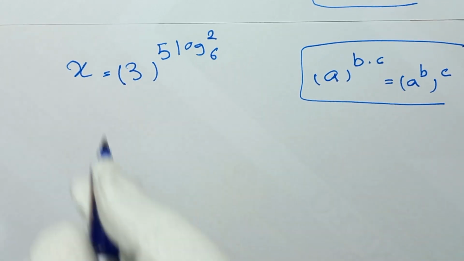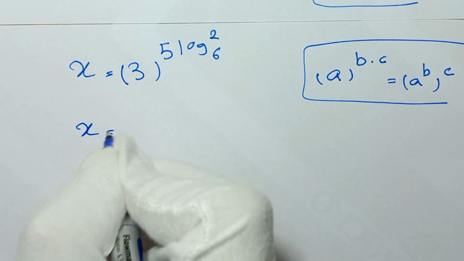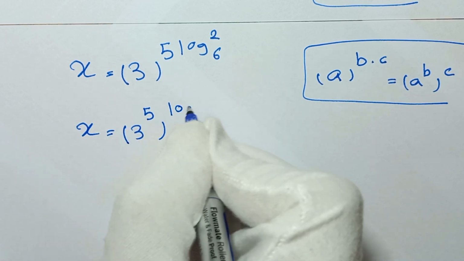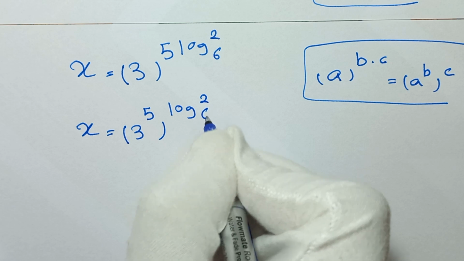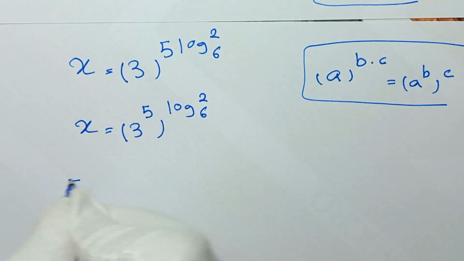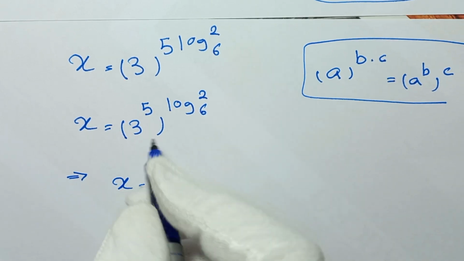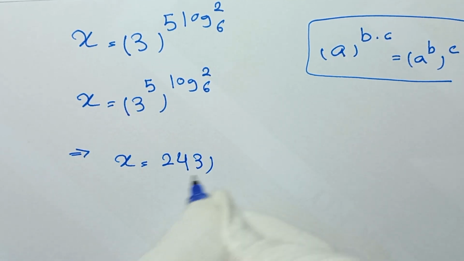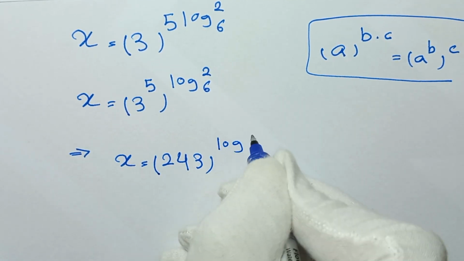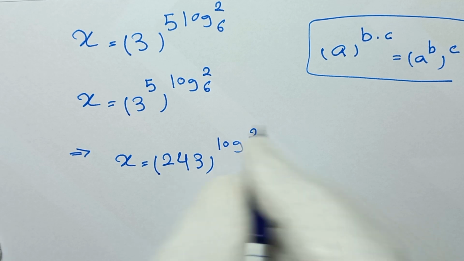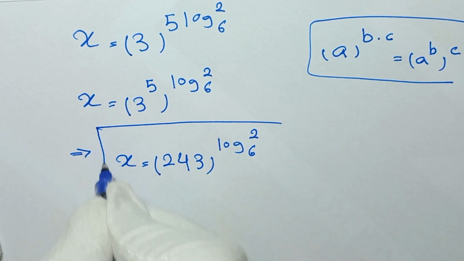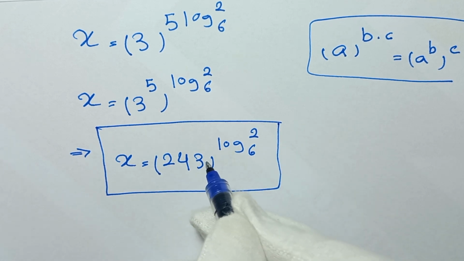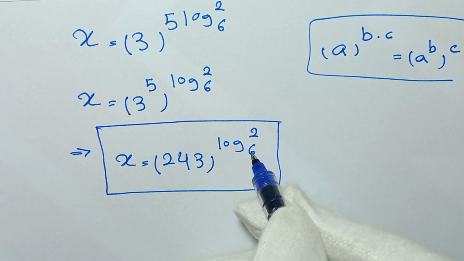So we can write x is equal to 3 to the power of 5, and to the power of log 2 to base 6. And from here, x is equal to 3 to the power of 5, which is 243, to the power of log 2 to base 6. So from the first method, x is equal to 243 to the power of log 2 to base 6.